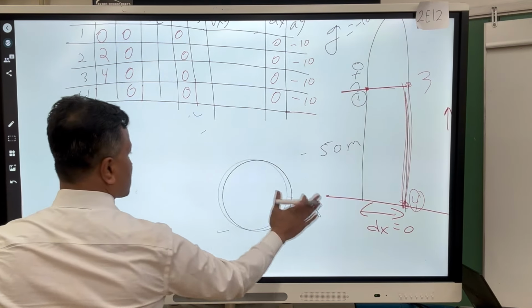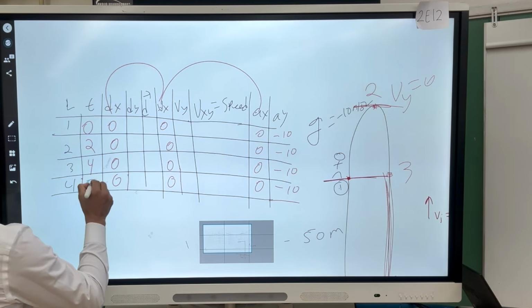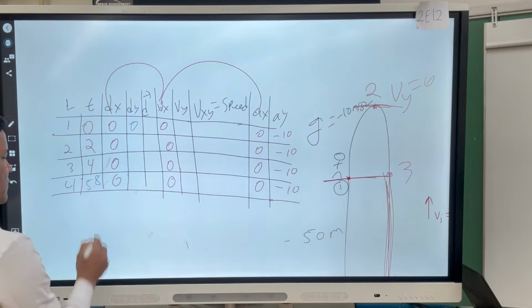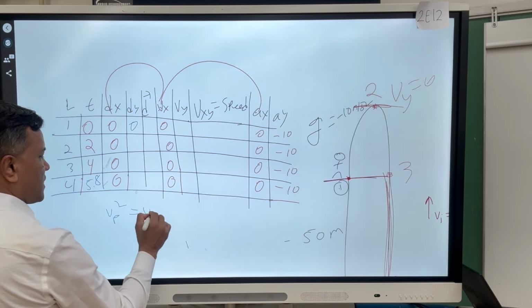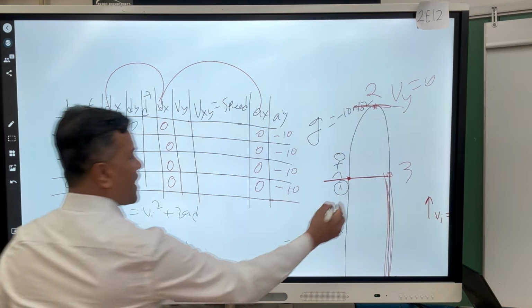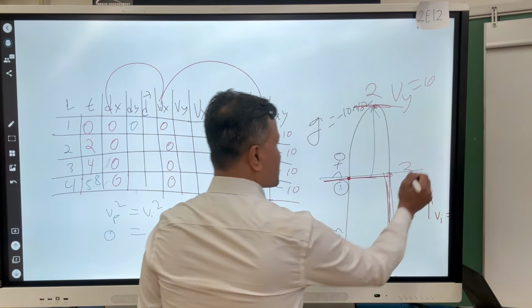So final time is 5.8. Time over here is 5.8. Okay, great. What is the dy over here? 0. For dy over here, vf squared is equal to vi squared plus 2ad. Right here, velocity is 0. You want to find this one. This is called max height. Max height from 0, 0.